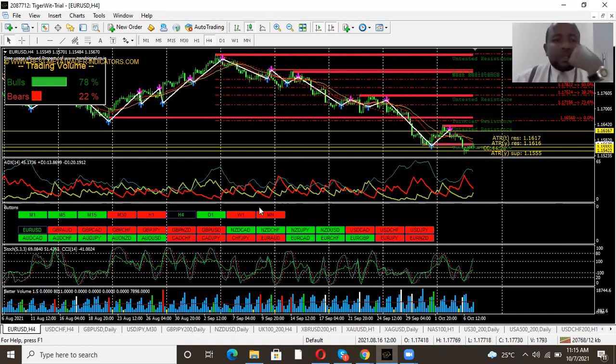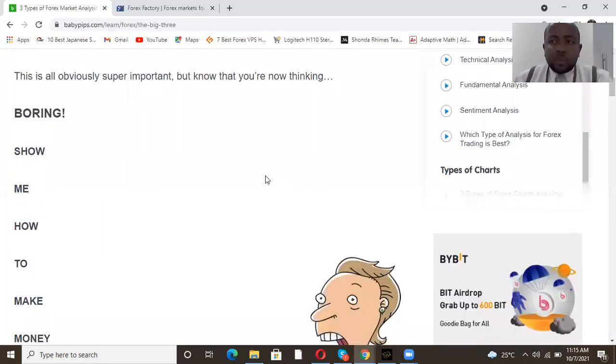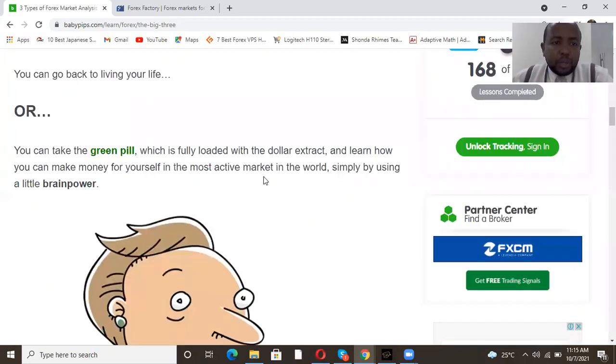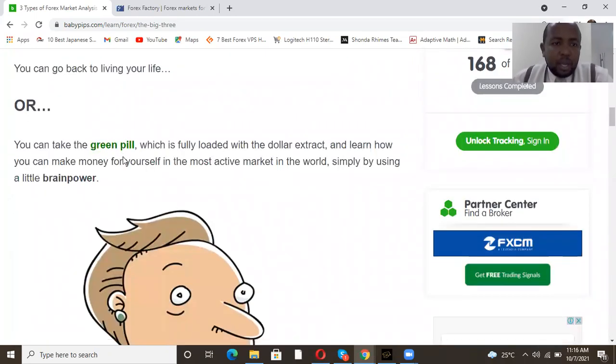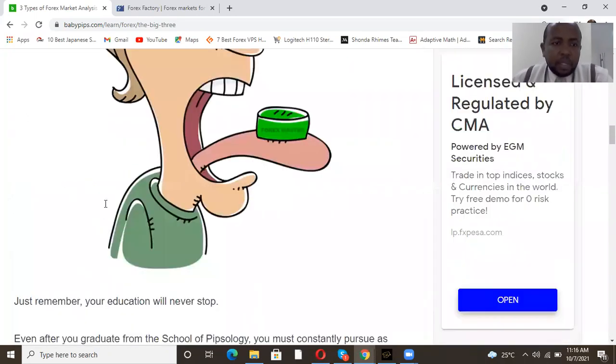So let's get started with the types of market analysis. Today won't be a long class, because basically I'm introducing you to the markets, or introducing you to what it is we'll be doing. So are you taking the green pill, the red pill? So anyway, the red pill.